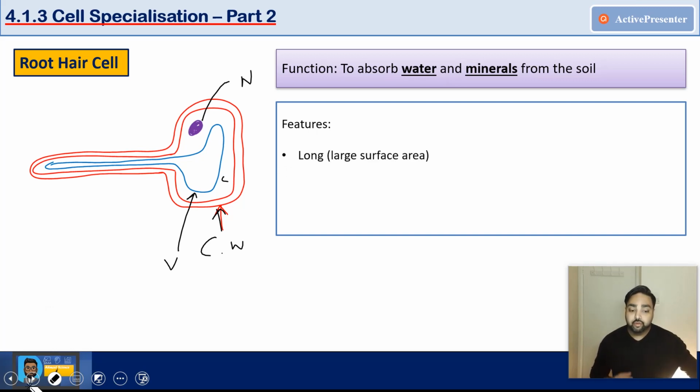So, let's go with three. Three adaptations of a root hair cell are that they are long, so in other words, they have a large surface area, they have lots of mitochondria, and they are thin. So have a think about that.